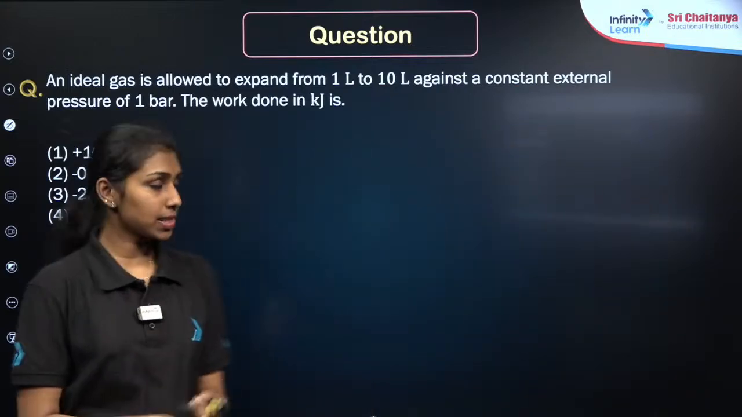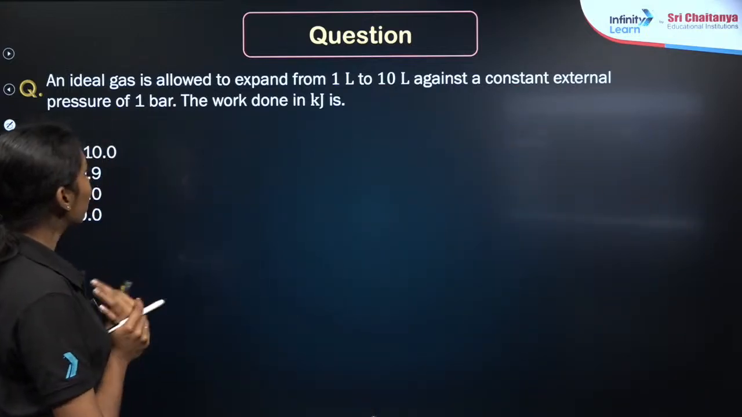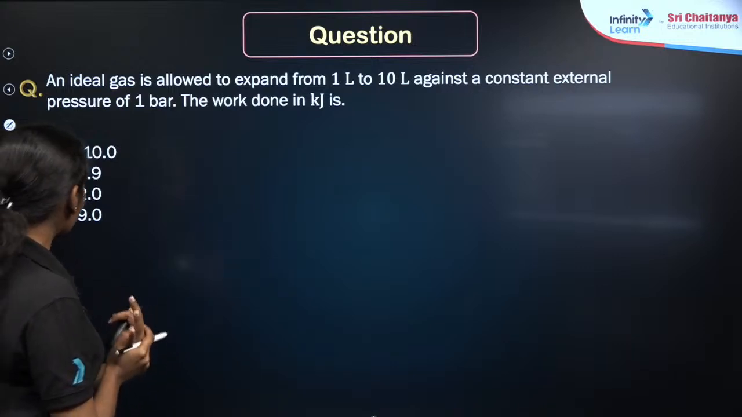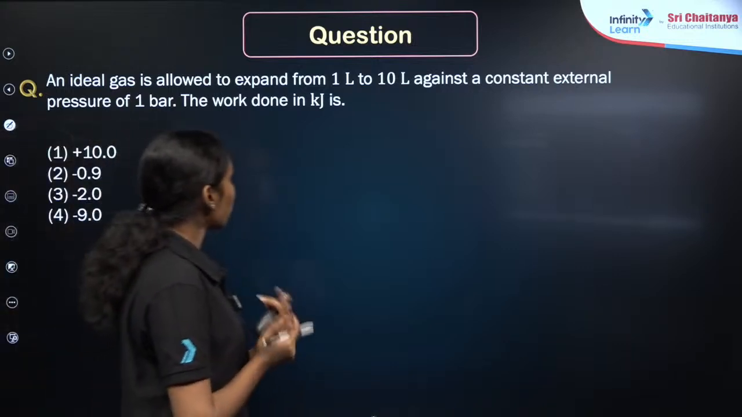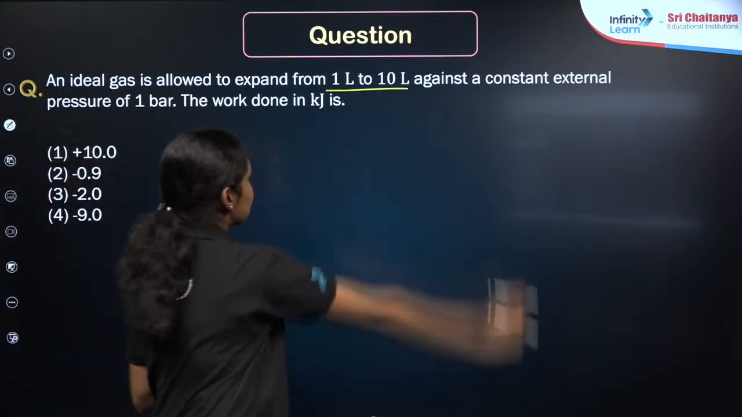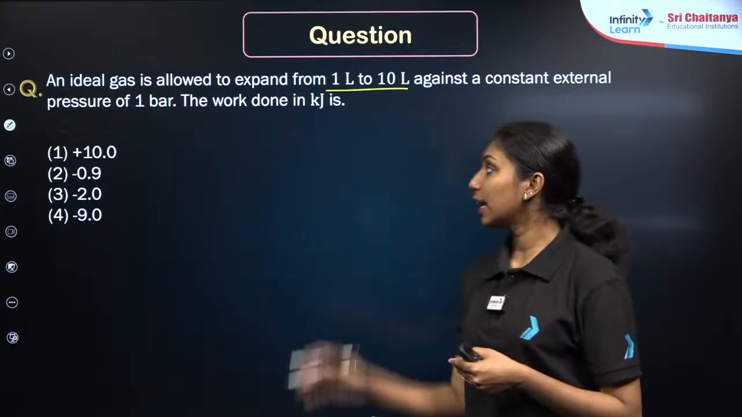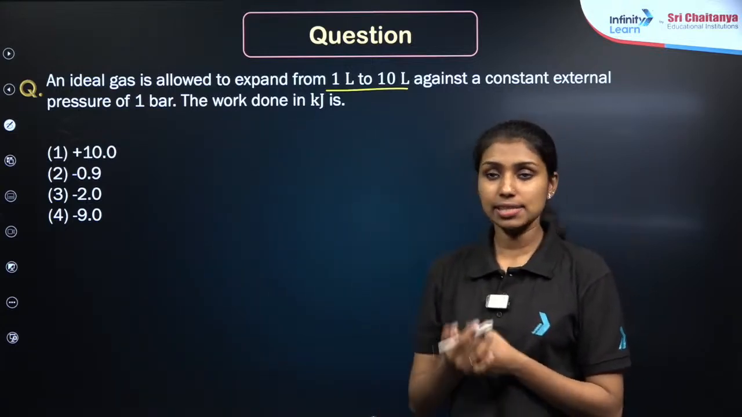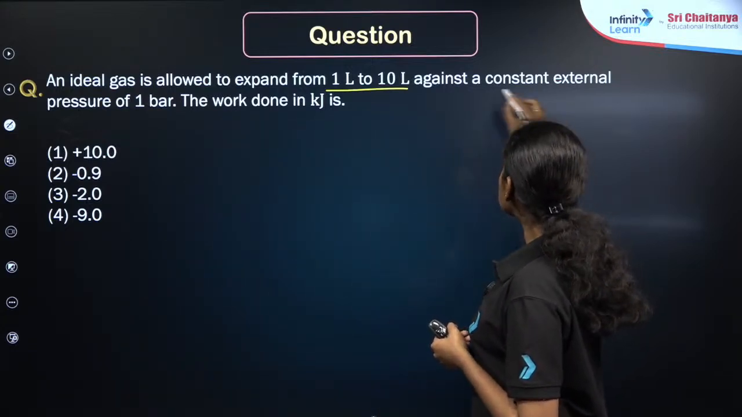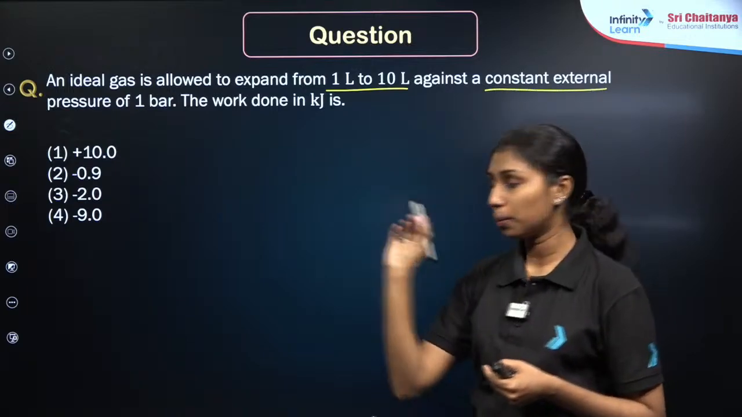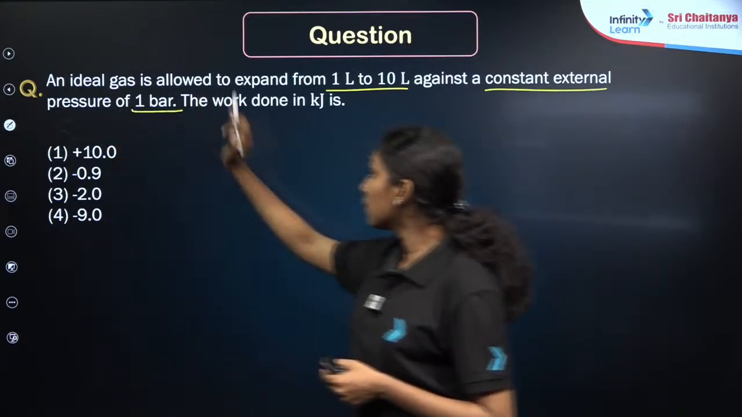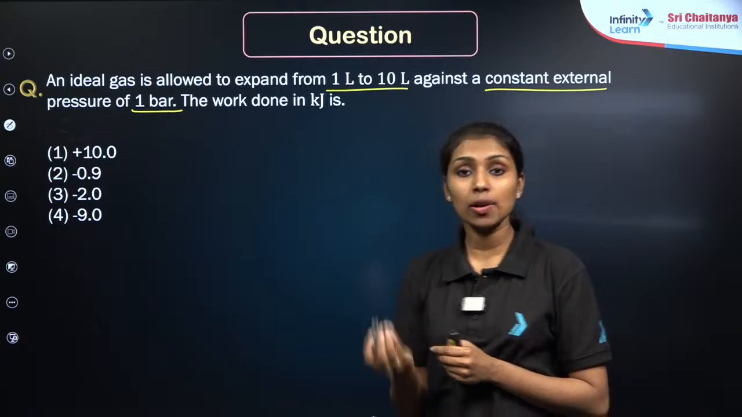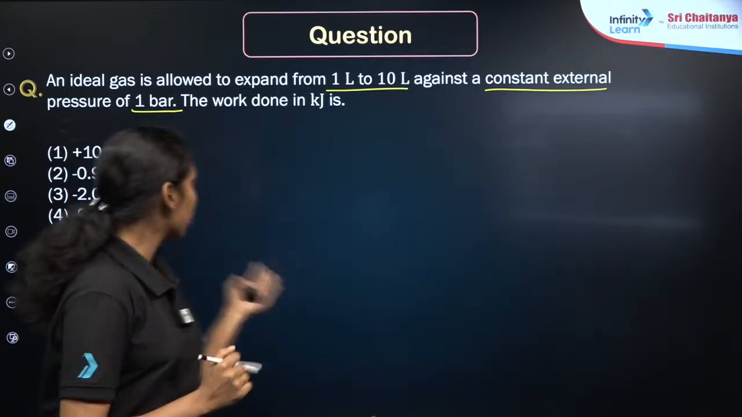Now here is the next question about the thermodynamics part. Again, to calculate the work done, an ideal gas is allowed to expand from 1 liter to 10 liter. Initial volume is given as 1 liter and final volume is given as 10 liter. Then it is against a constant external pressure of 1 bar. What will be the work done in kilojoule? Unit should be given as kilojoule.